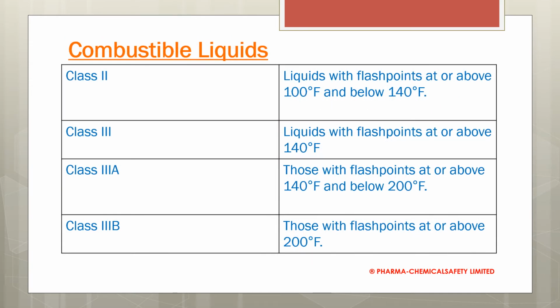And the combustible liquids are classified as Class 2, 3A and 3B. Class 2 is liquids with a flash point at or above 100 degrees Fahrenheit and below 140 Fahrenheit. Class 3, liquids with a flash point at or above 140 Fahrenheit. Class 3A, those with flash points at or above 140 Fahrenheit and below 200 Fahrenheit. And Class 3B, those with flash points at or above 200 Fahrenheit.